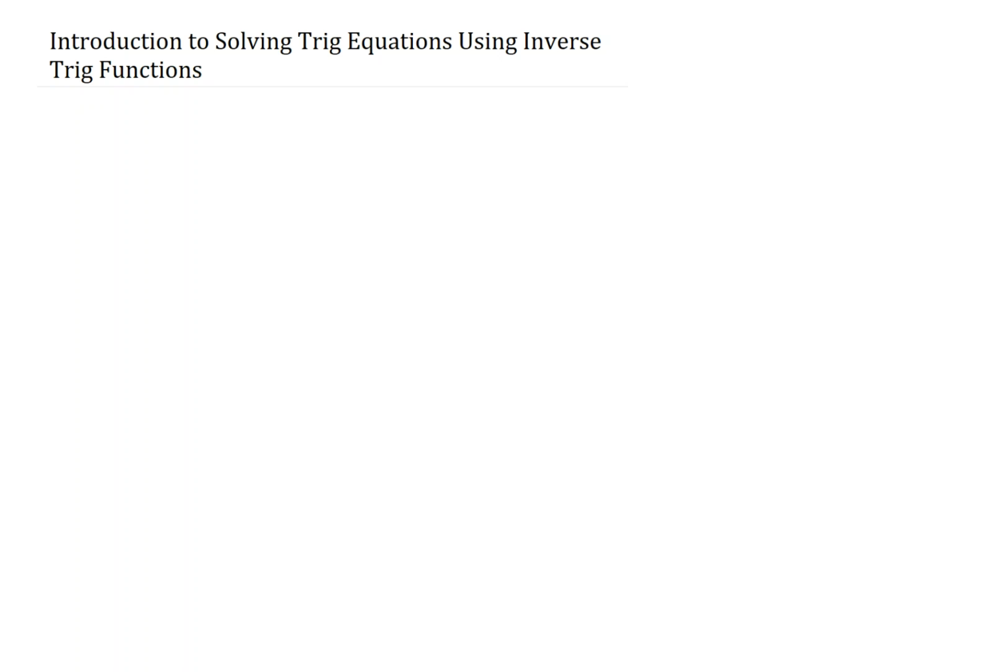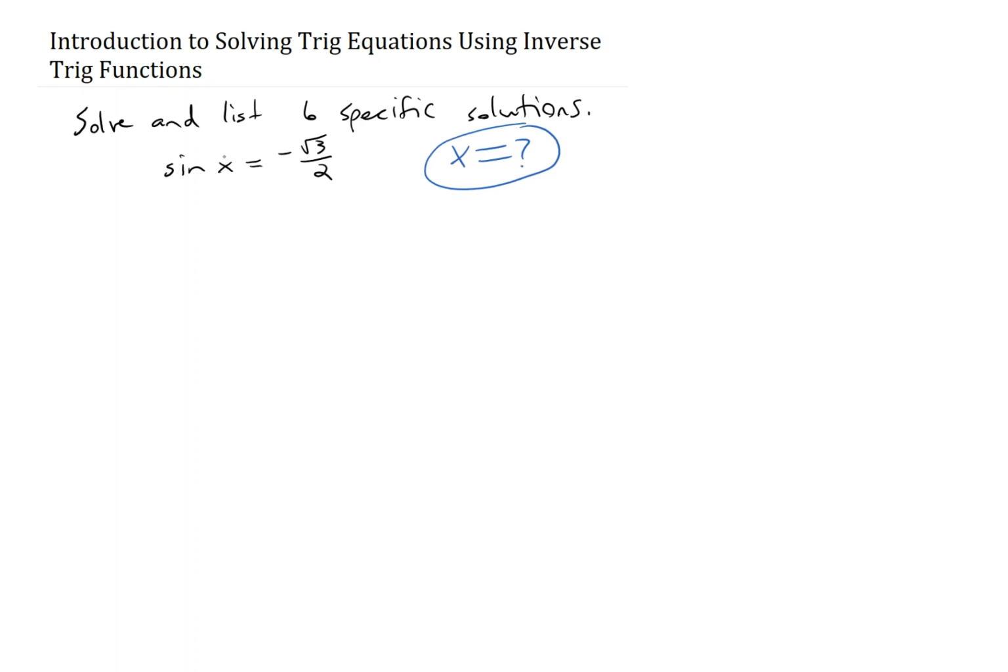So the problem we're going to do is we're going to try to solve and list 6 specific solutions. Those are the instructions. And the equation we're going to try to solve is the sine of some angle x equals negative square root of 3 over 2. So we're trying to figure out what does x equal, right? What angles can x be so that the sine of that angle equals negative square root of 3 over 2?